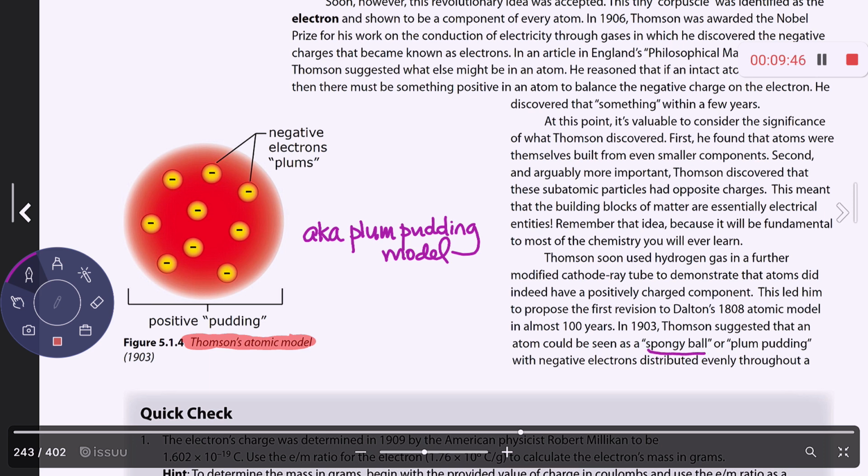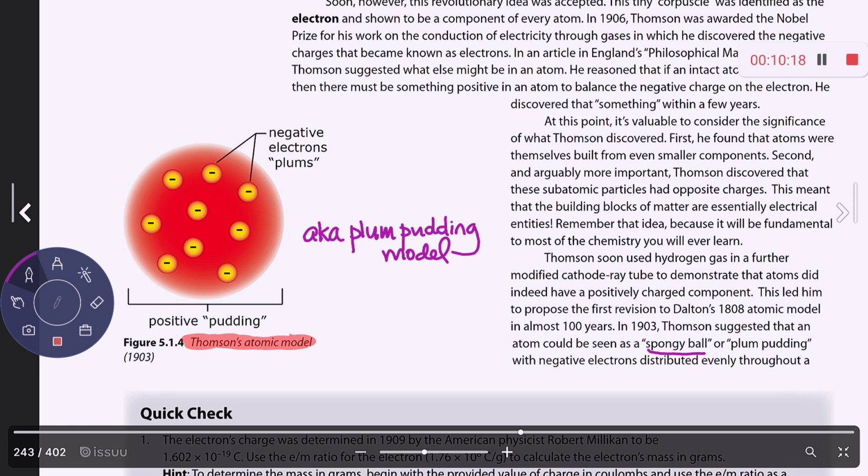Basically, what he said was that the atom is this dense, heavy, positively charged sphere. So this whole red portion would be a positive sphere. And then dispersed throughout it, we have negative charges. The reason they call it plum pudding is because plum pudding is a vanilla pudding. That would be your positive dense sphere. It contains raisins in it, and the raisins would be the negatively charged electrons. Okay? Now let's turn to the next page.